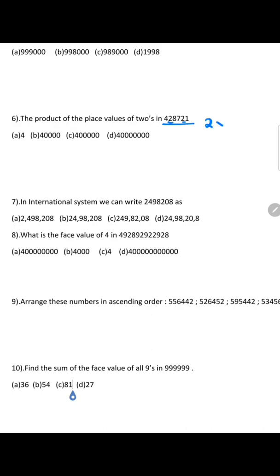It is 2 into, it is located in the tens place. So 2 into 10 gives us 20. So the place value of the first 2 in this number is 20. Let us find out the place value of the second 2 in this number. We have to write 2 into, this particular 2 is located in the 10,000's place. We are going to multiply it with 10,000, which will give us 20,000.